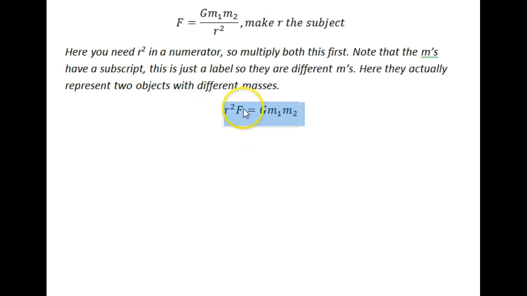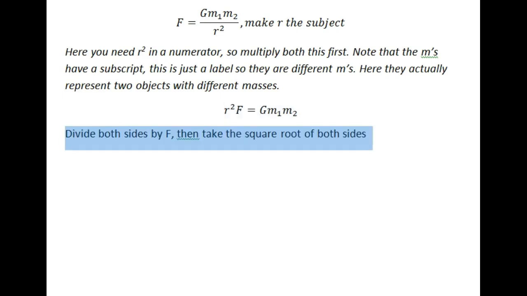Now we want to get r by itself, so what we need to do is to get rid of the F that's sitting right next to r squared. So we divide both sides by F. Now at the same time we can get rid of the square by taking the square root of both sides. So first we divide both sides by F, and then second we take the square root of both sides.